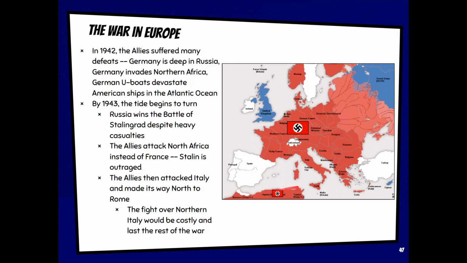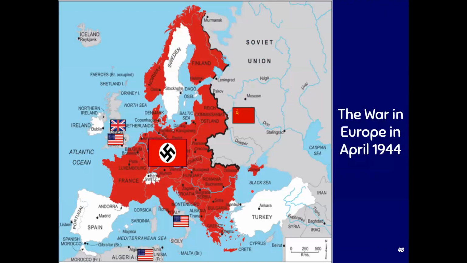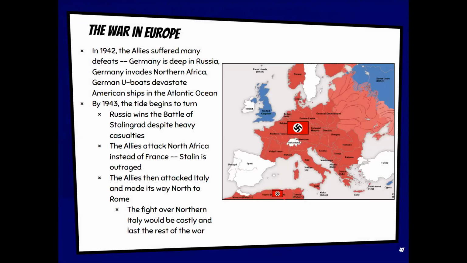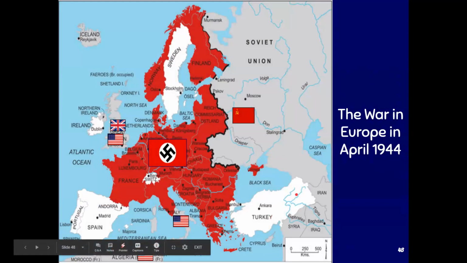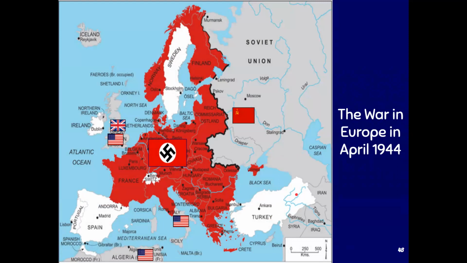Allies invade North Africa instead of going into France. Stalin is very mad about this, but America says we're not ready to attack France yet. We're just not prepared for that. So we go to North Africa first, and then up Italy. So we take over Italy. We get rid of Mussolini. The fighting would slow when we get to northern Italy, and would be a fight for the rest of the war. So here's where the war is by April 1944.